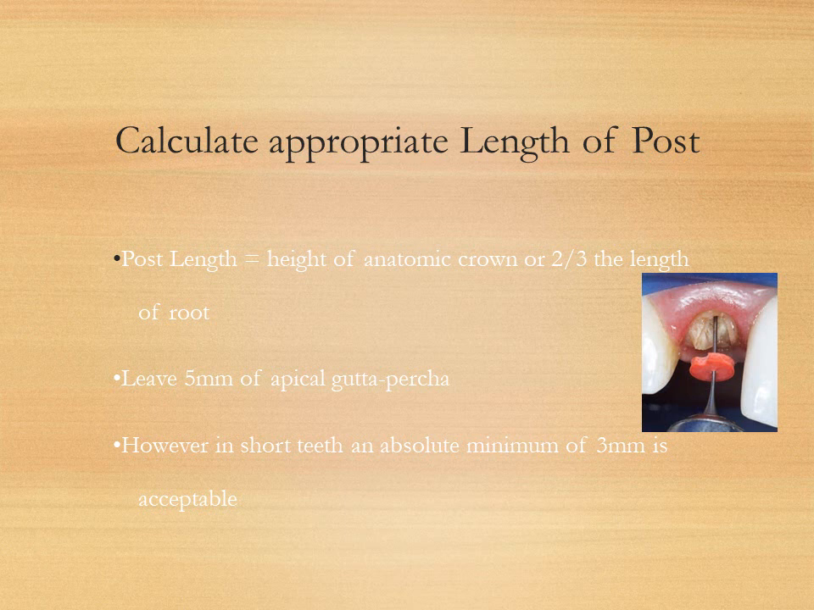So we do not want to expose them when we are preparing the post space, because as we all know, the post itself is not antibacterial, so it cannot prevent another infection or another bacterial attack, because of which we want to leave the guttapercha and of course the root canal sealer in place. And if you are not able to give 5 mm of apical guttapercha, maybe because the root length is very less, so if you have to compromise on the 5 mm of the apical seal, then the absolute minimum is 3 millimeters. So that has to be removed.